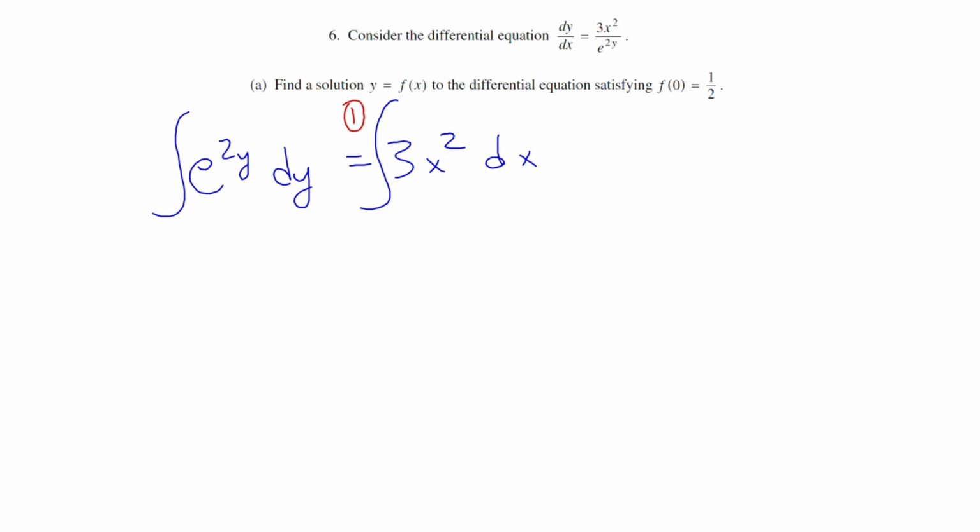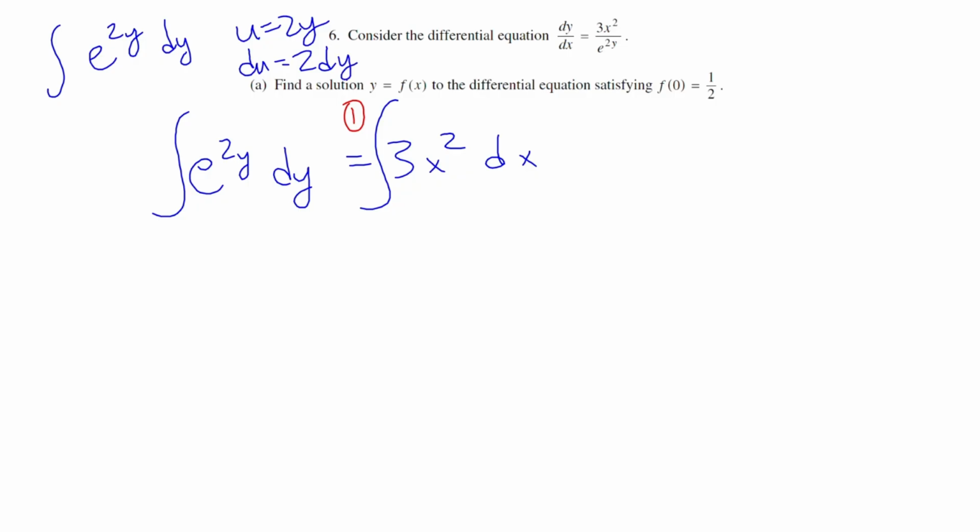The next couple points are for correctly taking the antiderivatives. Now, e to the 2y, hopefully you're at the point now as you're preparing for these differential equations that you can do this integral that's a u sub quickly in your head. But if not, we're going to write it out. It's e to the 2y dy, and I'm going to let u equal that exponent of 2y. So du is the derivative of 2y, which is 2 dy.